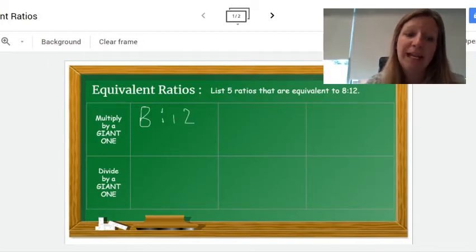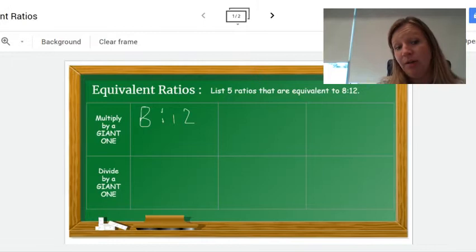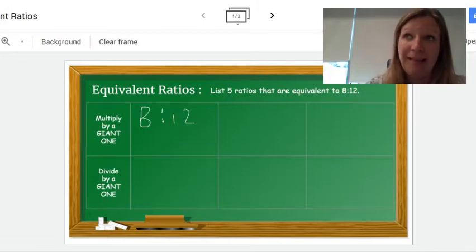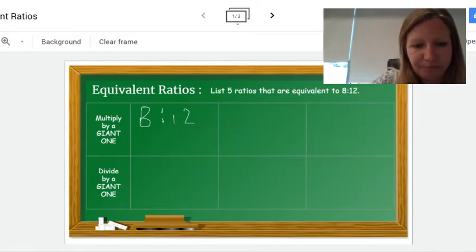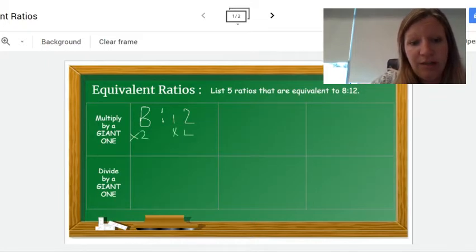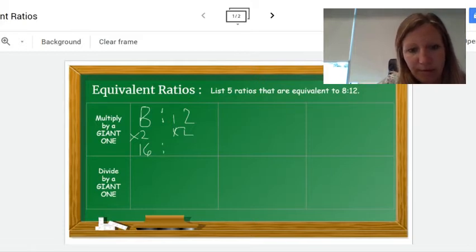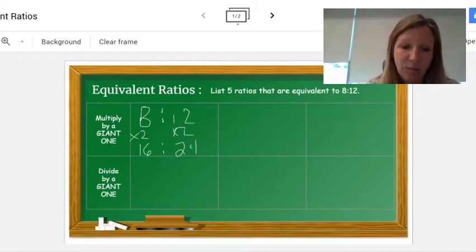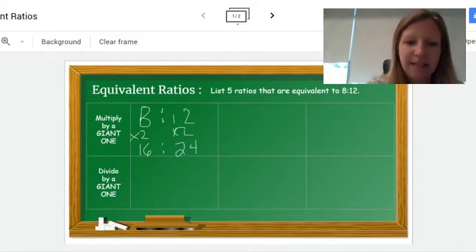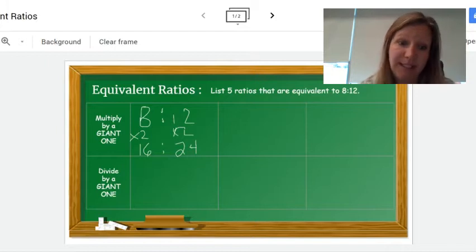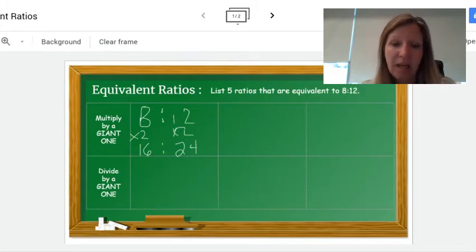Okay, and so one thing I can do is I can multiply both of those by, let's say, 2. So my new ratio would be 16 to 24. So the ratio 8 to 12 is equivalent to the ratio of 16 to 24.